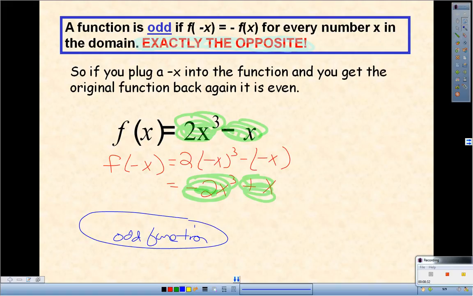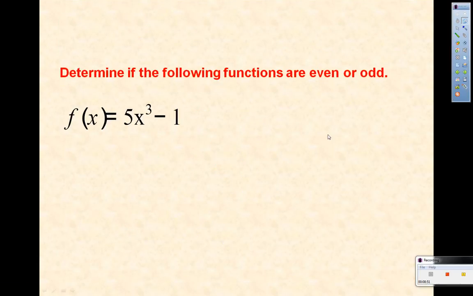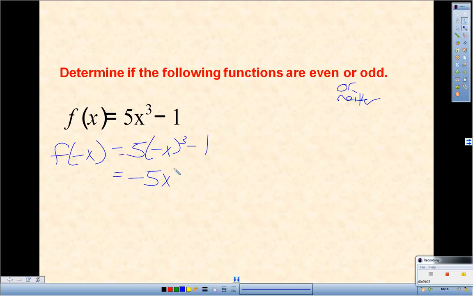Okay, now let's take a look at an example where neither shows up. Let's say that I wanted you to determine if this function was even or odd, or it could be neither. We're still going to do the same thing. We're still going to plug in -x. So if I plug in -x, -x to the third is a negative, negative times positive is a negative, so this will be -5x to the third minus 1.